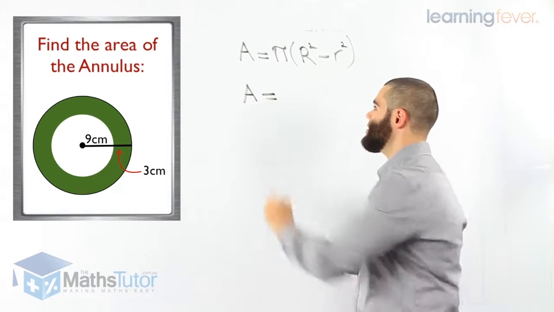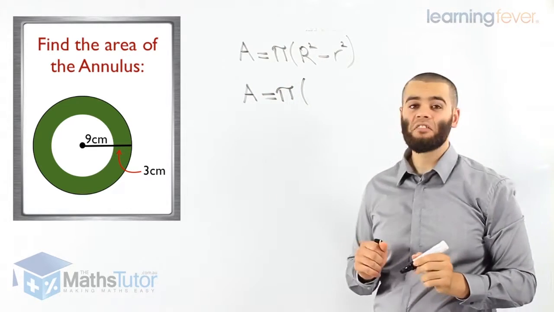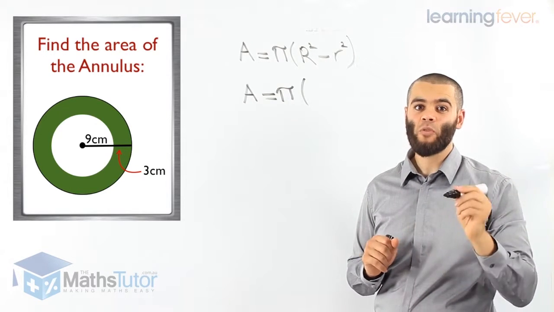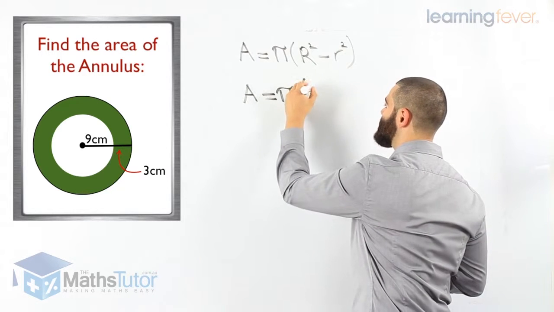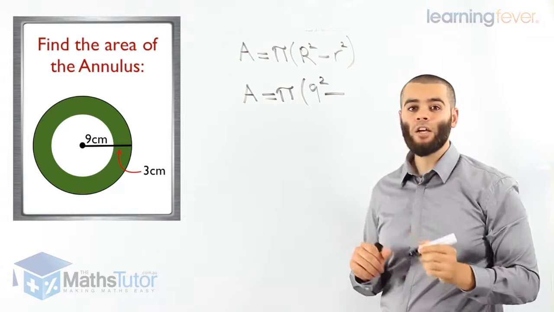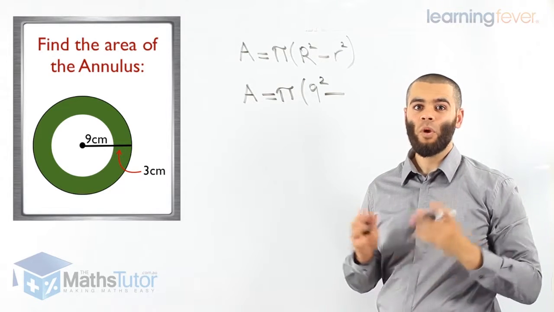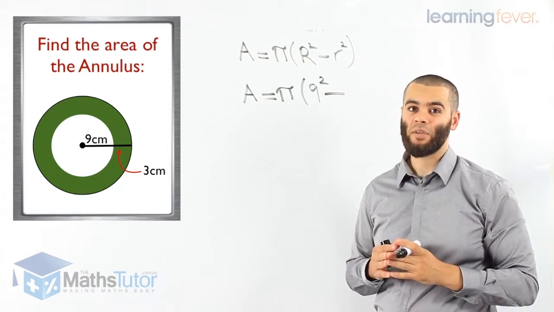A equals pi. Now the large radius we can see is 9 centimeters. From the center all the way out to the large circle, it is 9 centimeters, so 9 squared. Take away the little radius. What do you think the little radius is going to be? It's going to be 6 centimeters.